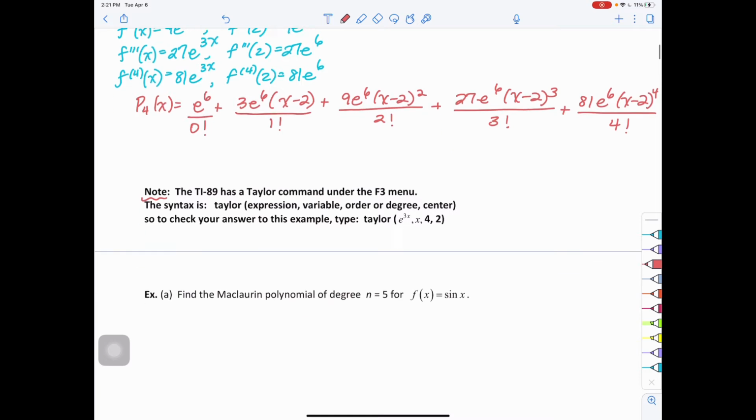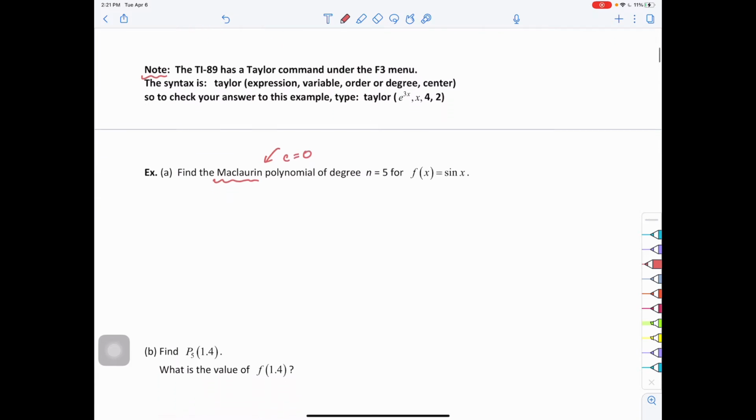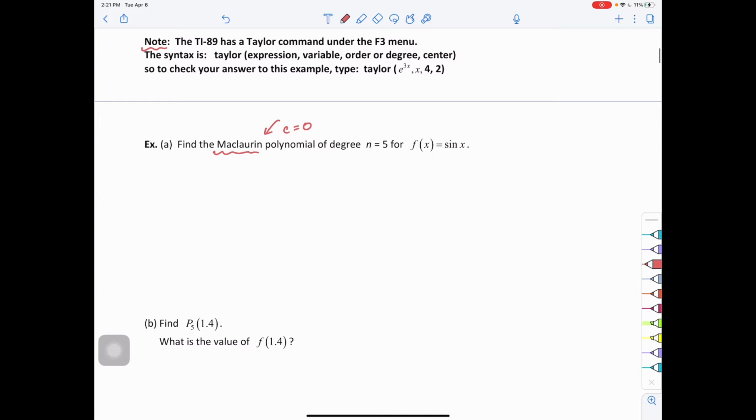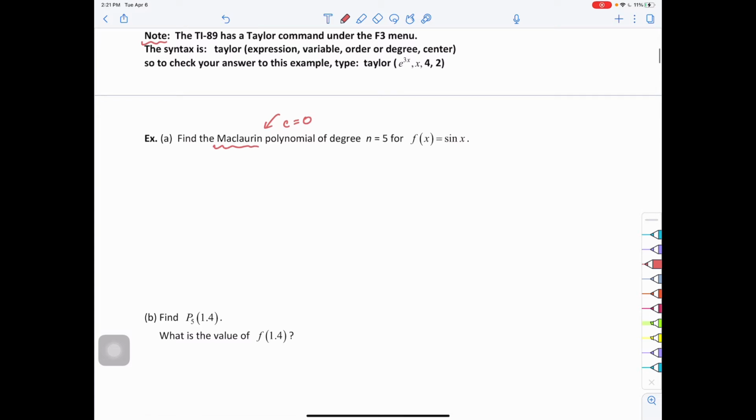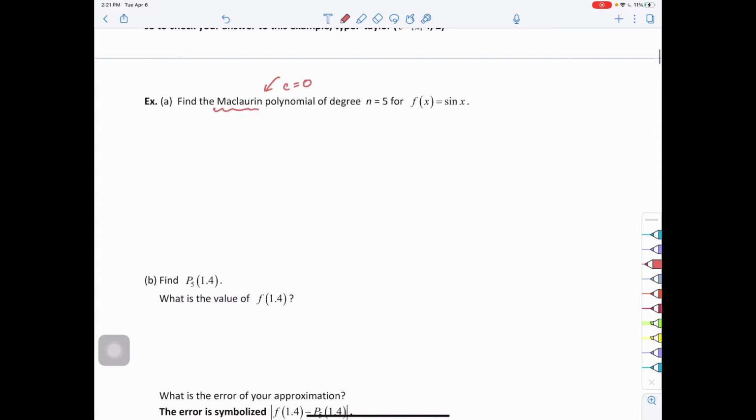Okay, let's move on to Maclaurin. When you see Maclaurin, you know your center is 0. And we're going to talk more about these centers of these series. So right now, just make note of that. What do you notice? We are not given any of these function values or derivative values, so we need to go ahead and find them.